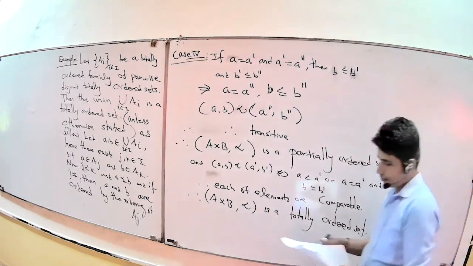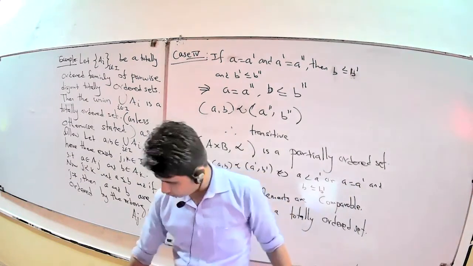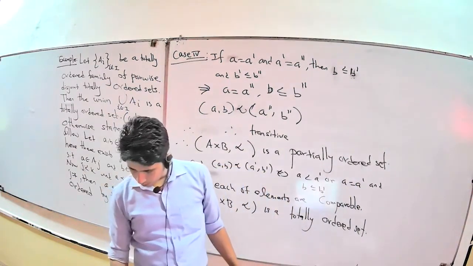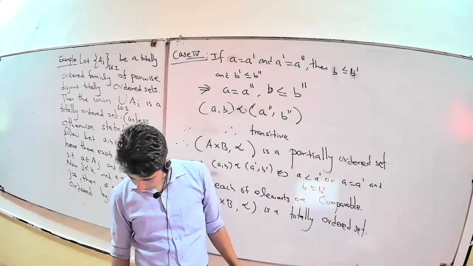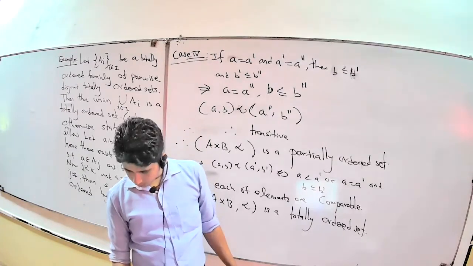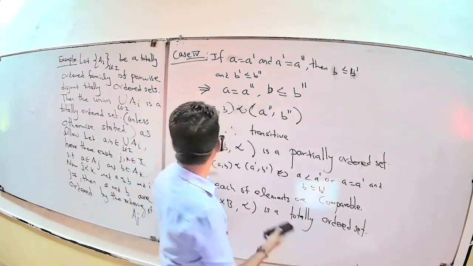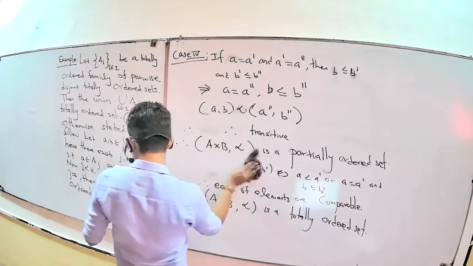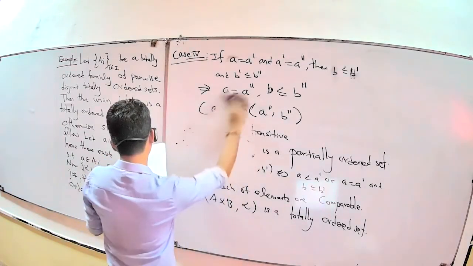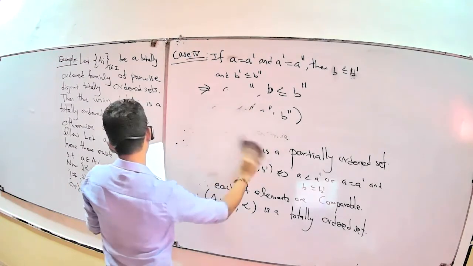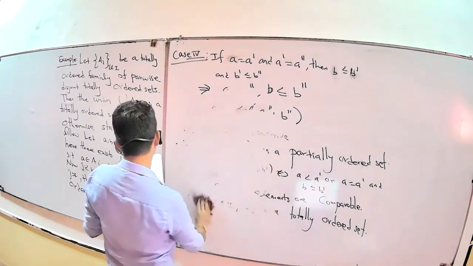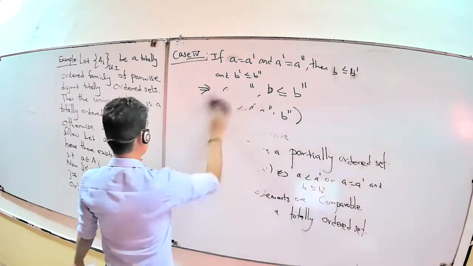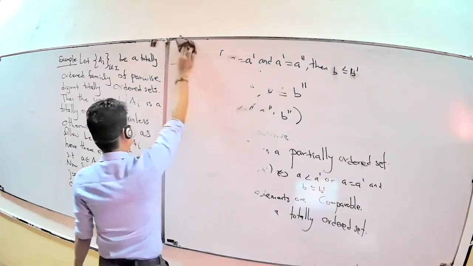Next one, remark. Generally, the word order will frequently be used instead of either partial order or total order, right? Both are possible. Order means partial order and total order.